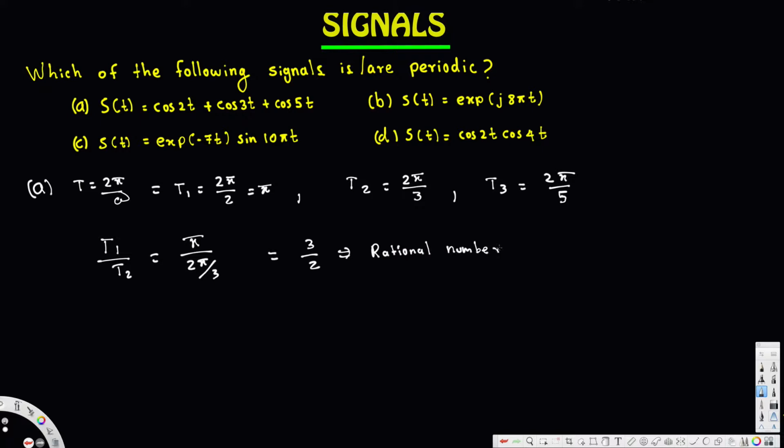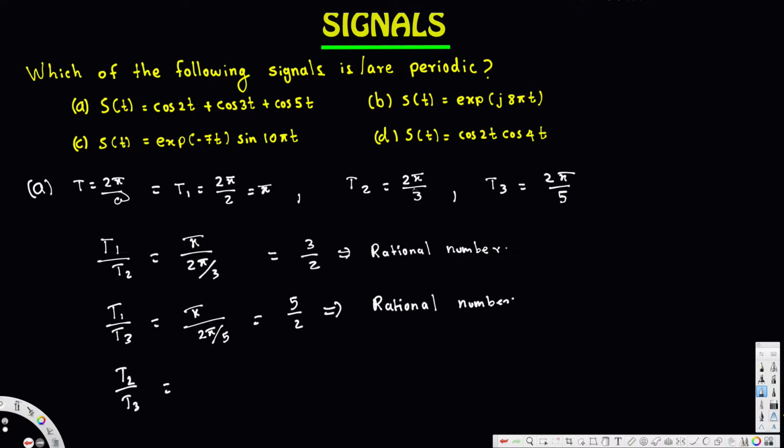Also, let's look at T1 divided by T3. T1 is π divided by 2π over 5, and that gives us 5 divided by 2, a rational number.